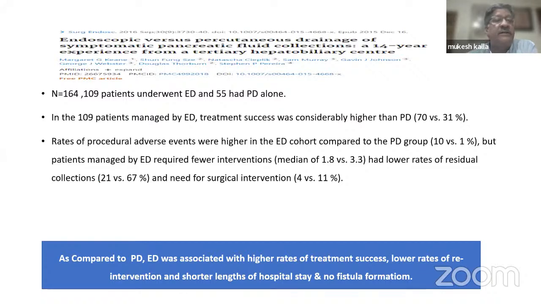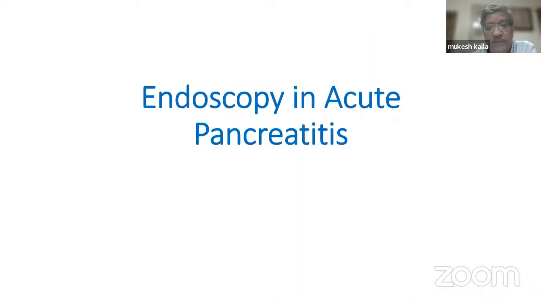Now we have another good paper which compared the use of percutaneous drainage with endoscopic treatment. It also documented that as compared to percutaneous drainage, endoscopic drainage was associated with higher rates of treatment success, lower rates of complications, fewer interventions, and shorter length of hospital stay. And of course, there were no fistula formations.